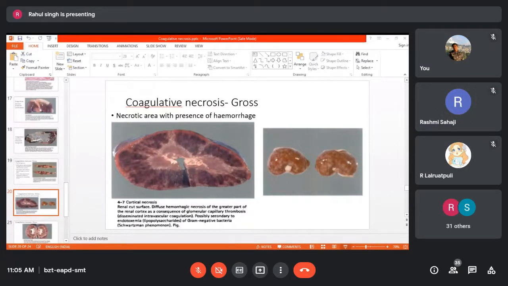This is the cortical surface of the kidney, and you see these red patches. These red patches are necrotic patches. You can see here, necrotic patches. Here also, in the cortex, you can see numerous necrotic hemorrhagic areas.